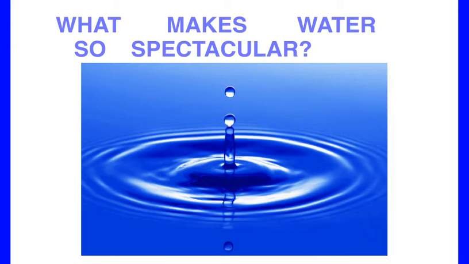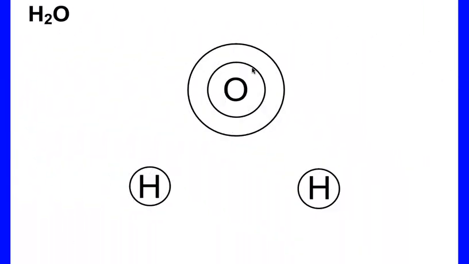What makes water so spectacular? There's a few things. First, let's take a look at the structure of water. Let's make a drawing of a water molecule. So what I have here on the screen is an oxygen atom, and I've drawn the electron cloud. It should have 2 levels around the oxygen, and then 2 hydrogen atoms because water is H2O.